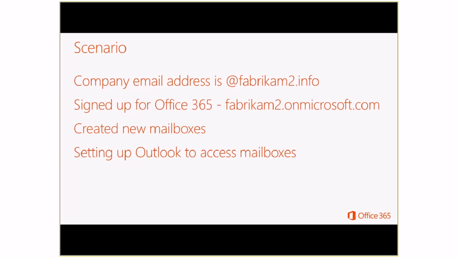So the first thing we're going to talk about is Outlook. We're part of a company, and our email address is fabricam2.info. We just signed up for an Office 365 account, and that domain is fabricam2.onmicrosoft.com. We don't want our users to use that email address, so we've configured it so everybody uses just fabricam2.info. We created some new mailboxes, and now we're trying to set up Outlook to access those mailboxes.